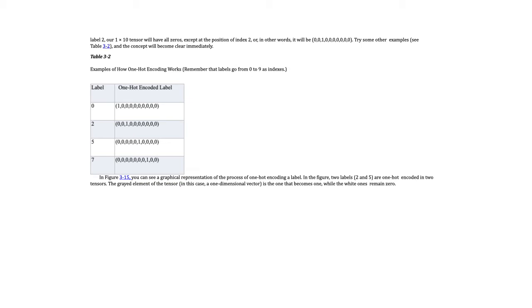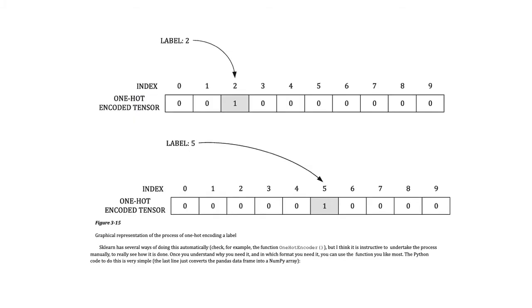Try some other examples, see Table 3-2, and the concept will become clear immediately. Table 3-2, examples of how one hot encoding works. Remember that labels go from 0 to 9 as indexes. Figure 3-15, graphical representation of the process of one hot encoding a label. Sklearn has several ways of doing this automatically. Check, for example, the function OneHotEncoder, but I think it is instructive to undertake the process manually, to really see how it is done.